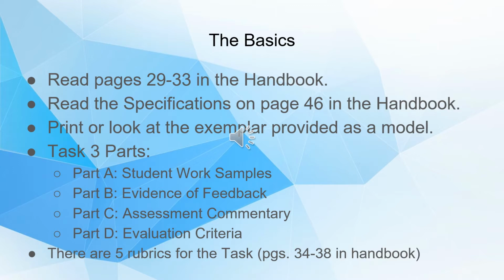Part C is going to be your assessment commentary. This is where you're actually going to write your explanation for all of your assessment. And then part D is going to be your evaluation criteria. So this is the checklist or rubric that you used for your assessment. And there are 5 rubrics for this task. So you want to make sure you check your handbook and look for a level 3 there to make sure that you're at least passing. If you can aim for a level 4, that's even better.